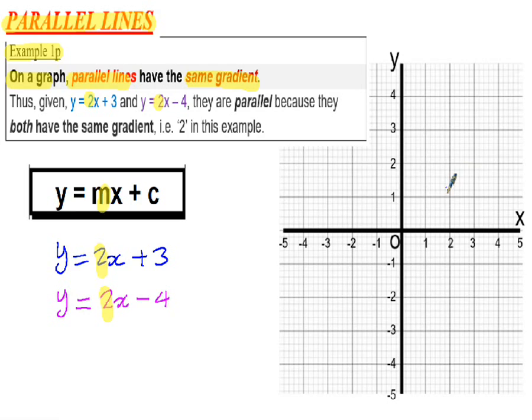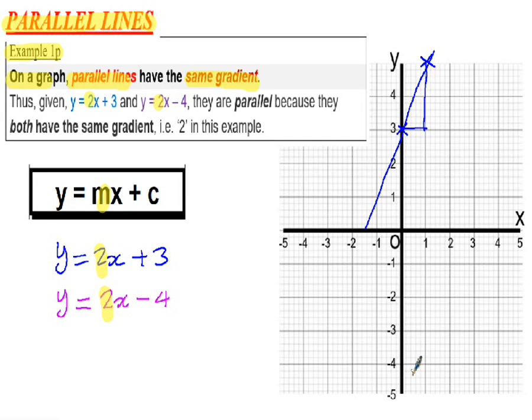If we consider the first line, y equals 2x plus 3, and plot that on a graph, the intercept with the y-axis is 3, and the gradient is 2 in 1. So we move 1 horizontally, we move 2 vertically to get the second point. So sketching a line, it will look something like this.